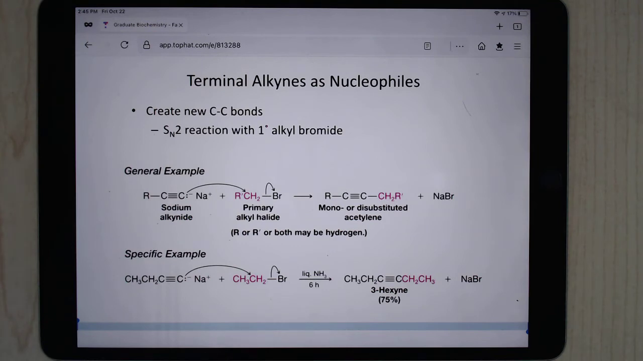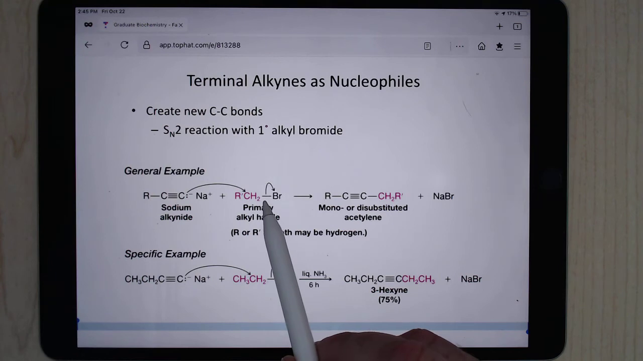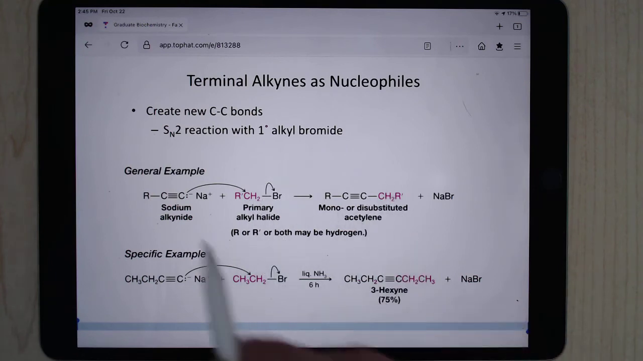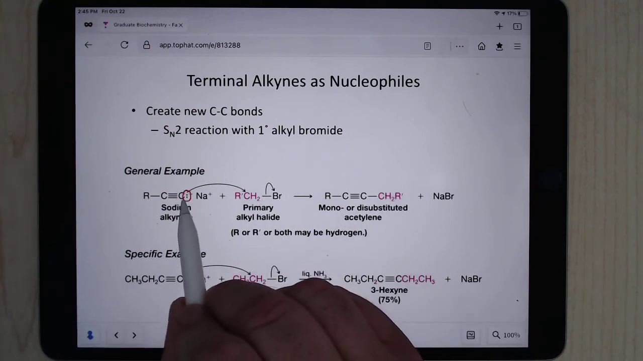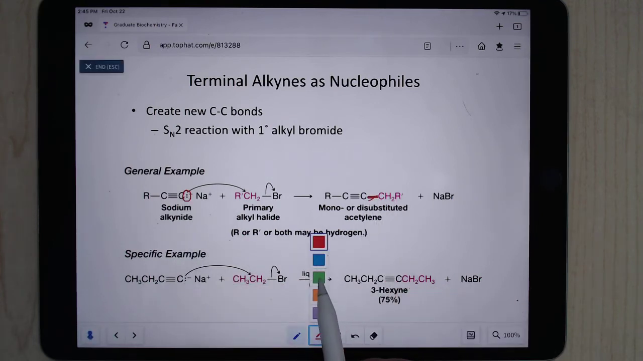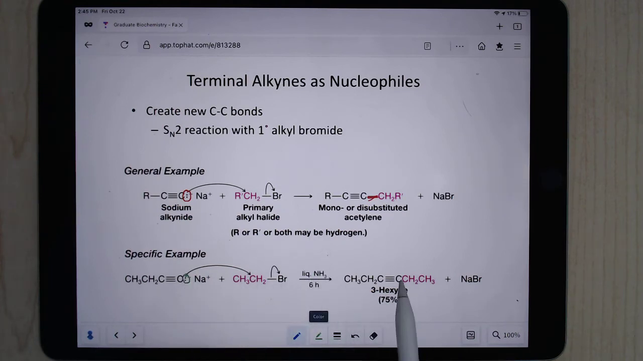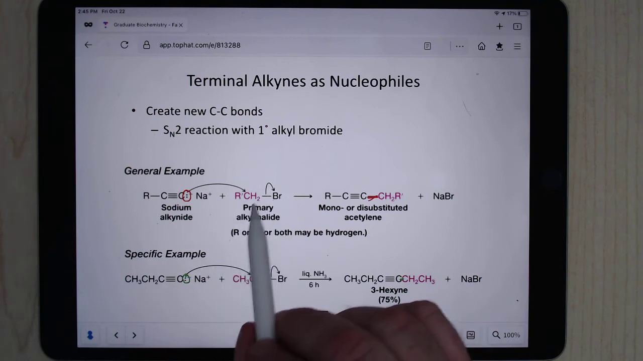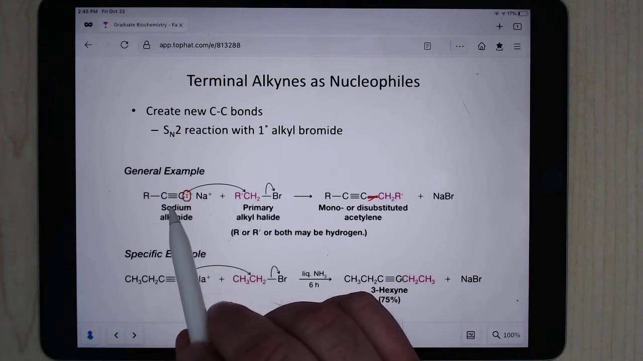The reason why we're interested in this is because now this becomes a source of nucleophilic carbon. And so we can do a nice SN2 reaction on a primary bromide to make a new carbon-carbon bond. This electron here becomes this new bond here. These electrons here make a new bond there, and so they make that new carbon-carbon bond there. So wherever that bromine is, that's where we're going to connect it to the alkyne.